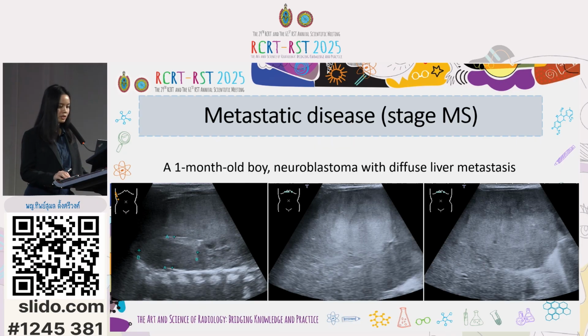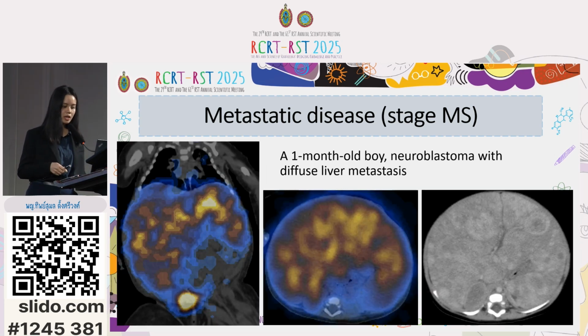Another patient, a 1-month-old boy, presented with rapidly progressive marked abdominal distension. This ultrasound image shows a right suprarenal tumor and hepatomegaly with multiple liver masses. CT and MIBG images confirm that the infant had right adrenal neuroblastoma with diffuse liver metastasis, classified as stage MS.